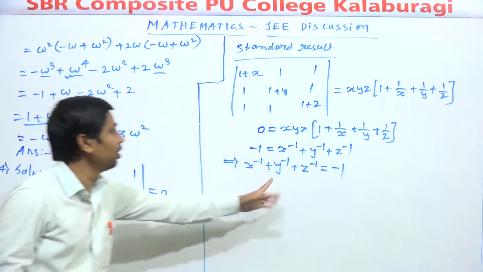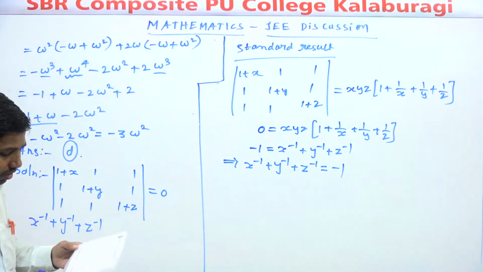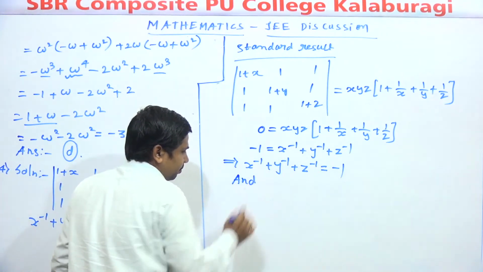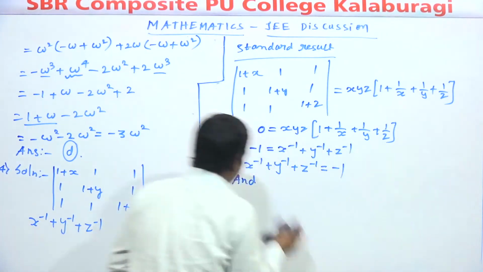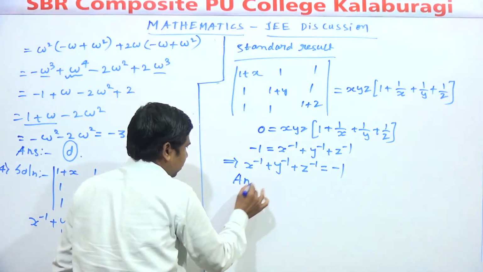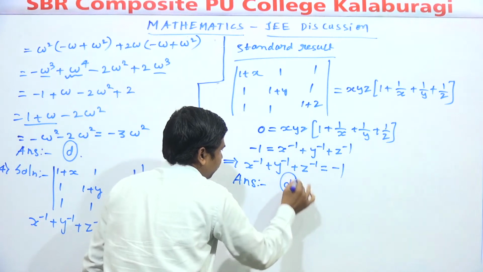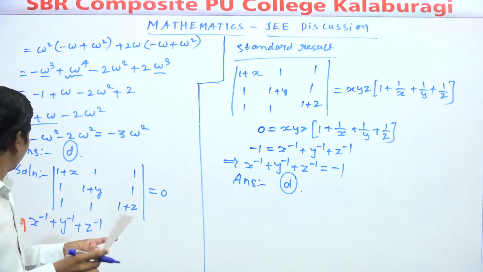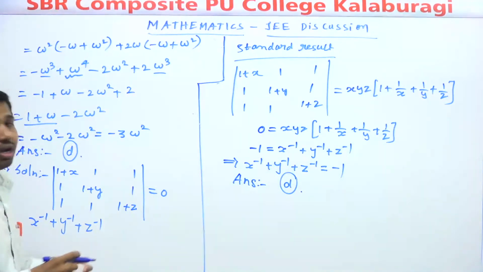So this value is equal to minus 1. Which option is it? It is your fourth option, answer D, equal to minus 1. So this was about the fourth question. Now let us see the fifth question.